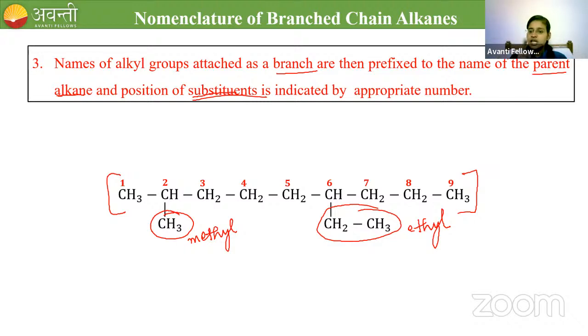Now this methyl and ethyl should come in as a prefix. And you also have to mention the number of the carbon to which these substituents are attached. Methyl is attached to the second carbon and ethyl is attached to the sixth carbon. Now, what do I have to do? Do I need to write methyl first or ethyl first? Which one has to be written first? Methyl or ethyl? Is it methyl? No, it is ethyl. I will discuss this in the next rule.